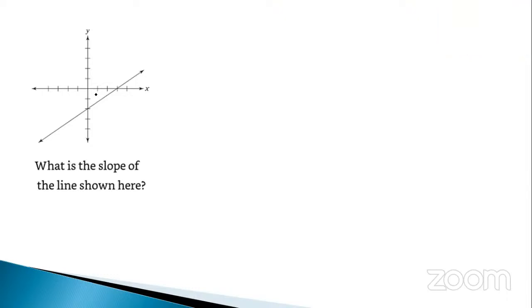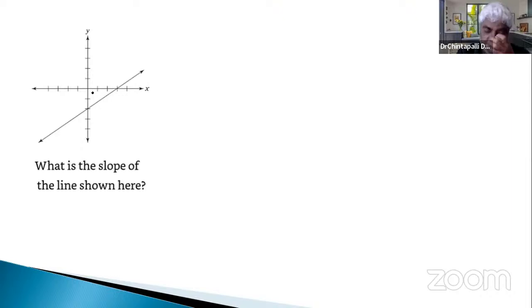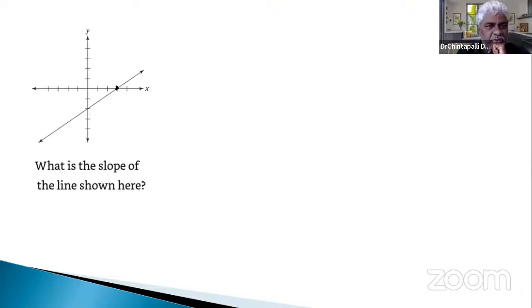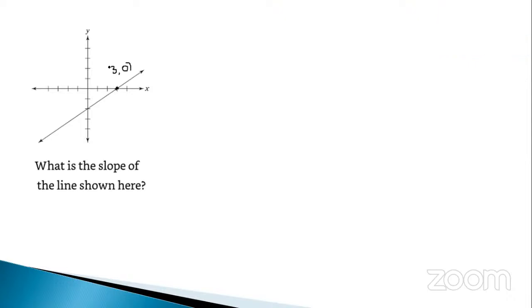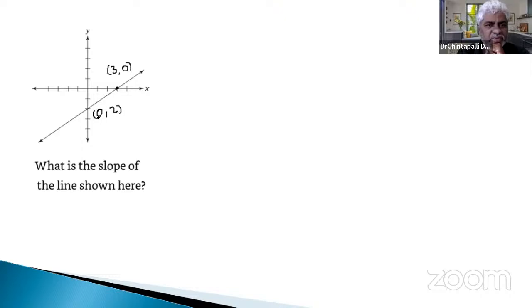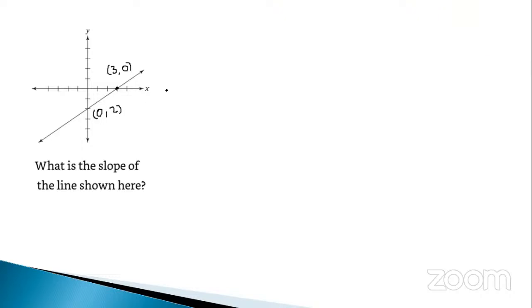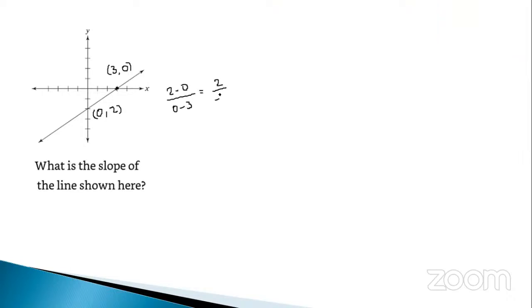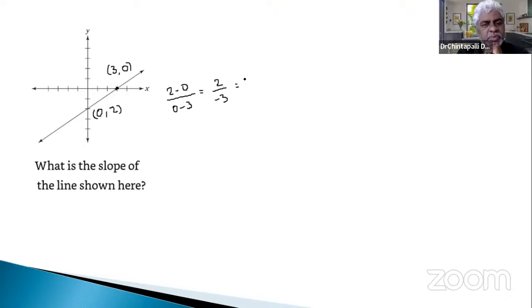Yes, sir. Negative 2/3. This question is collected from that book only. I think negative 3 comma 0, right? And 0, 2. Slope formula: y2 minus y1 by x2 minus x1. 2 minus 0 by 0 minus 3. So 2/3, that means negative 2 by 3.